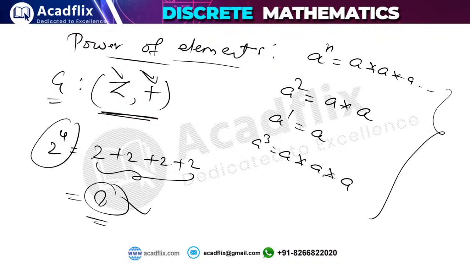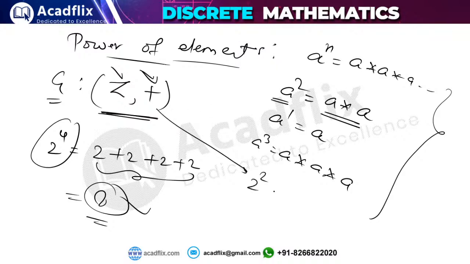Here remember, don't use the mathematics that we studied in school. Don't say that 2 power 4 is 16, because this is how we define power. A square is equal to a star a, and remember here our star is plus.